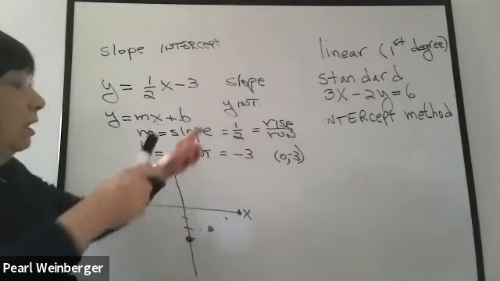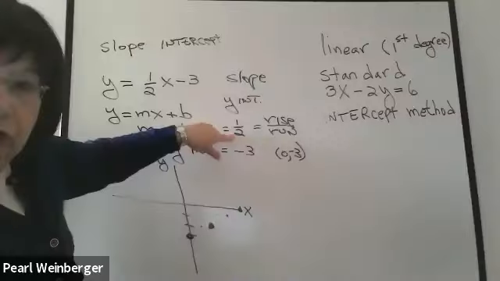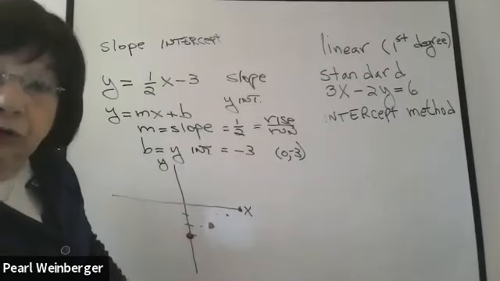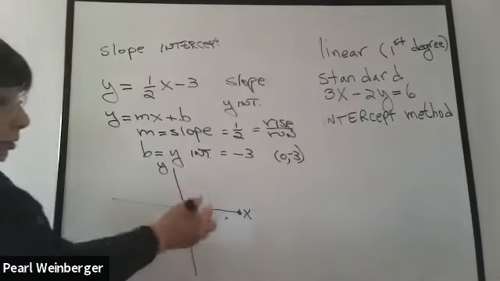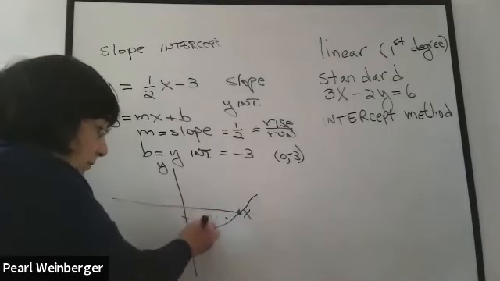You rise 1 because of the numerator of the 1/2. The numerator on the slope tells you how much to go up. The denominator tells you how much to go side to side. So it's always going to be a fraction? No, if it's not a fraction, then you have to put it over 1 to make it into a fraction, because you have to know what's the rise and what's the run. Notice I now can draw my line.